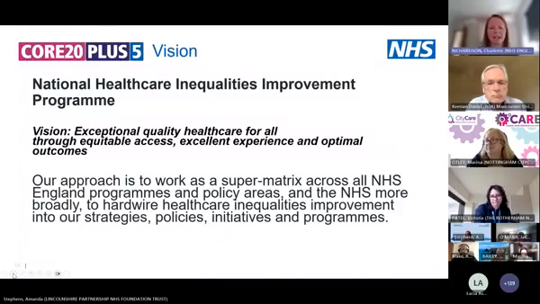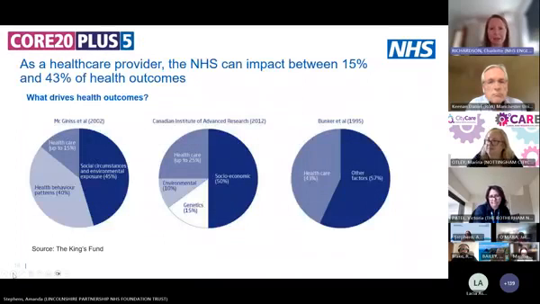So if you could go on to the next slide, I think it's important to make the distinction between health inequalities and healthcare inequalities, and the national team's role is in healthcare inequalities. But as you can see from these three different data sources, the estimates of how much healthcare inequalities actually contribute to people's overall health vary between 15 and 43%, with the other proportion being made up of the social determinants.